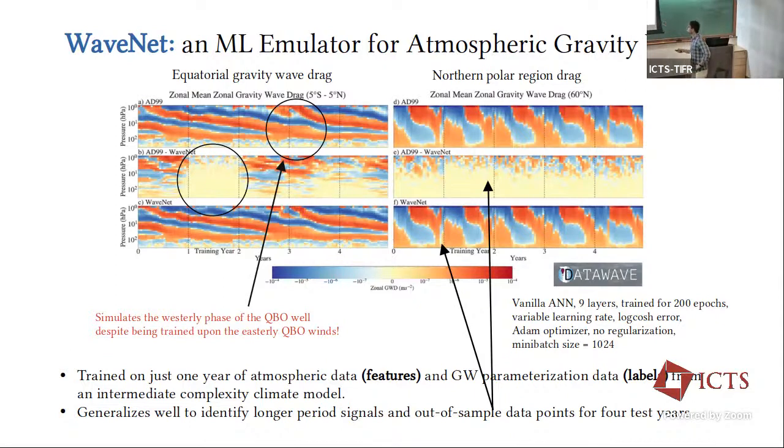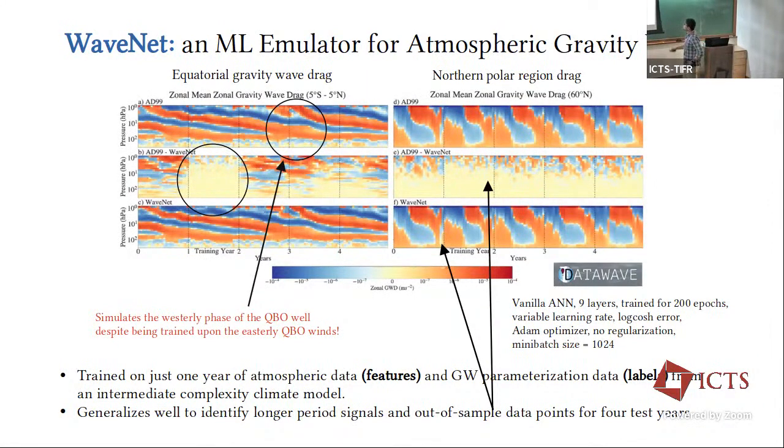Now, what's more remarkable in all this is if you just focus on these small structures here, this disruption here, and this spike here. WaveNet was trained on just 1 year of data. But even then, if you compare its performance with the parameterization output for the years it was not trained on, it captures these distortions in polar vortex variability pretty well. So in a sense, it generalizes to something it was not trained on, and it performs well in such scenarios.